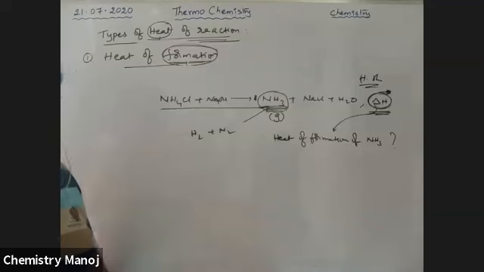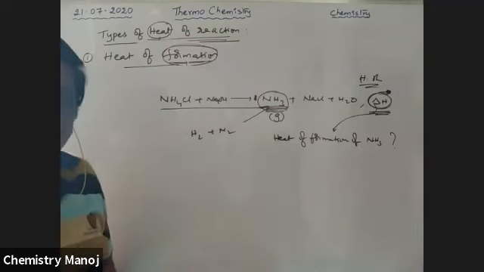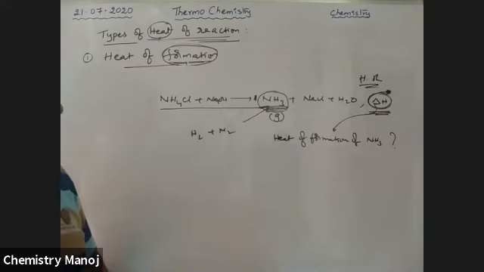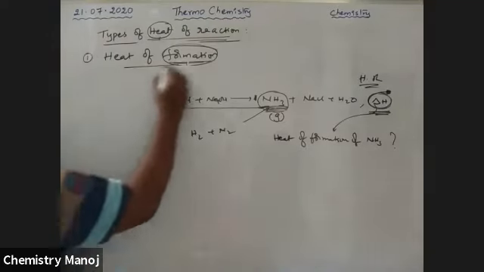Heat of formation means that the particular product must be formed from its elements. If that is measured at constant temperature, that is at 298 Kelvin and at 1 bar pressure, it is called the standard heat of formation. Always the product must be 1 mole. So what is the heat of formation?